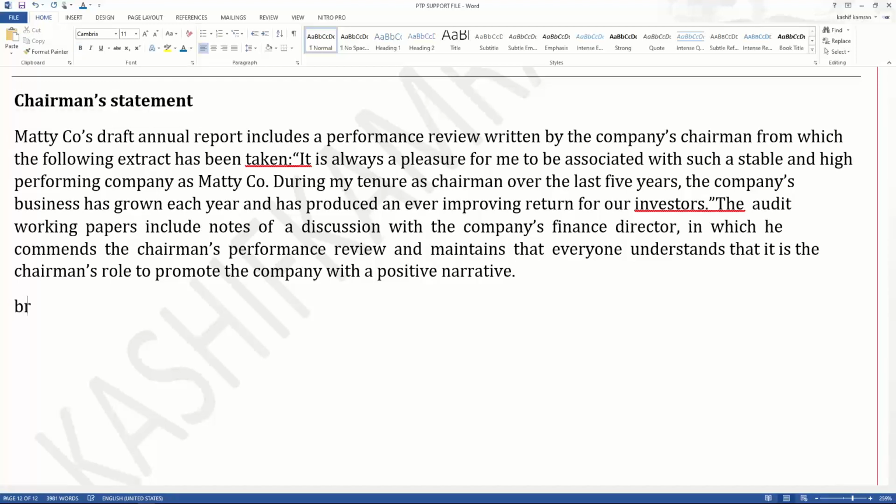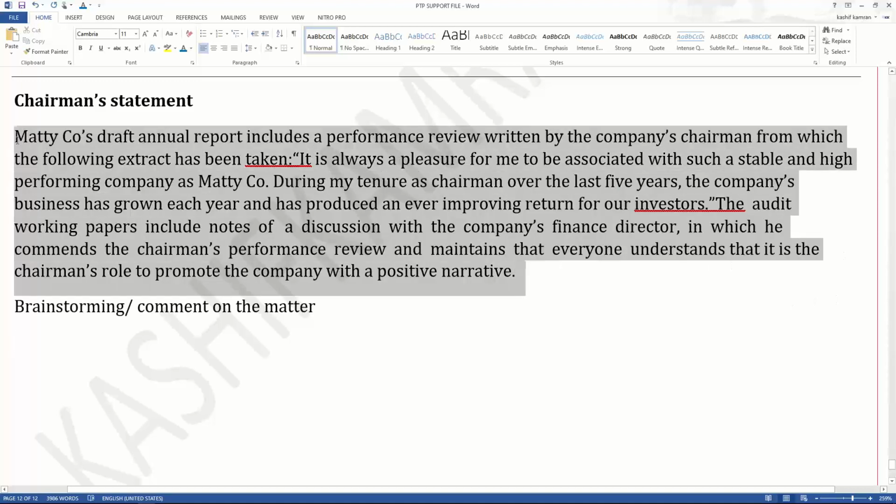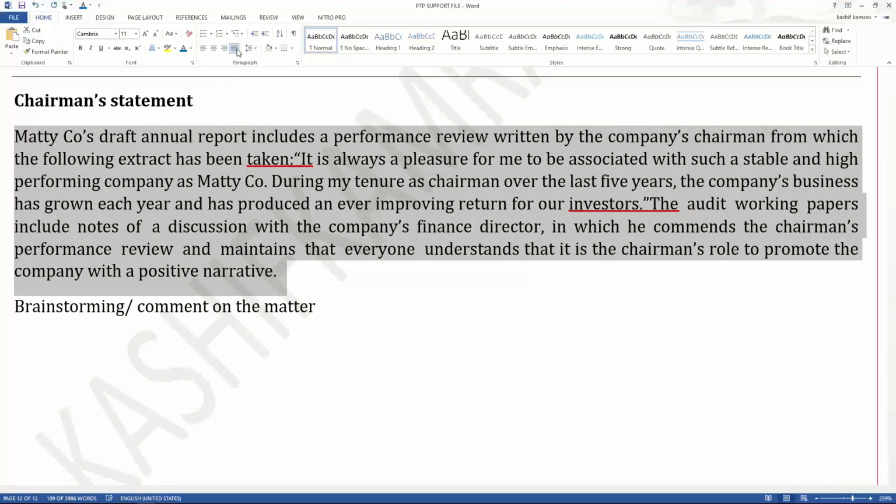Let's do the brainstorming and let's find the comments on the matters. Why am I doing the chairman statement? Because it's a non-accounting matter, so you might struggle writing the matters at home. But for the purchase customer list, you can easily write the matters, right? So let's go down to the chairman statement and see what sort of issues we have in it.